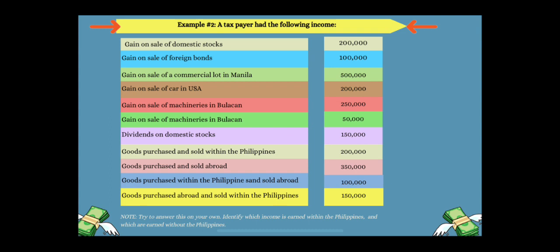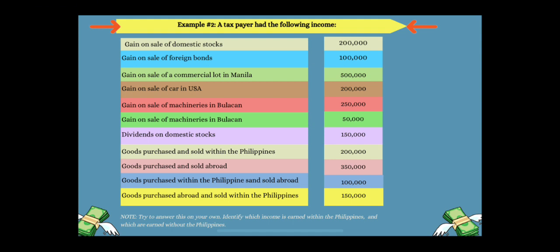Interest income on foreign bonds. So the production will be in the Philippines, but the distribution will be abroad. Dividends on domestic stocks. It will be produced in the Philippines and also it will be distributed in the Philippines. Goods purchased and sold within the Philippines. Since the production is in the Philippines, the distribution will also be within the Philippines.